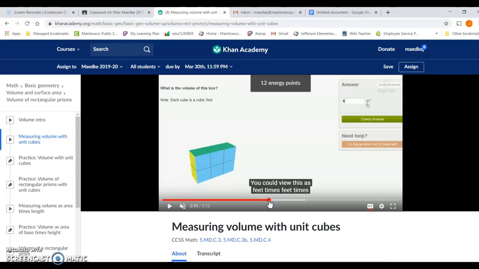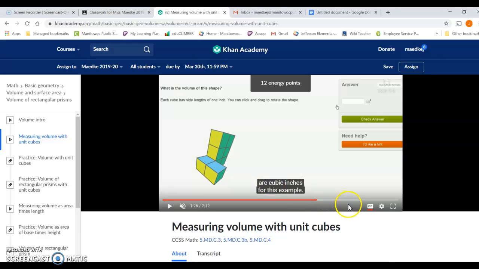To find the volume, listen closely on this. To find the volume, you are going to take the length, which is 1, 2, 3, times the height, which is 1, 2, and then now we're coming here and we're finding the width, which is 1. So we have length, width, and height. All of those things multiplied together is how you find volume.